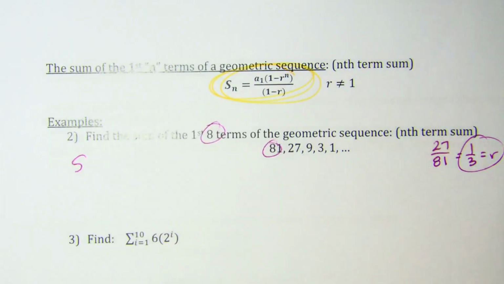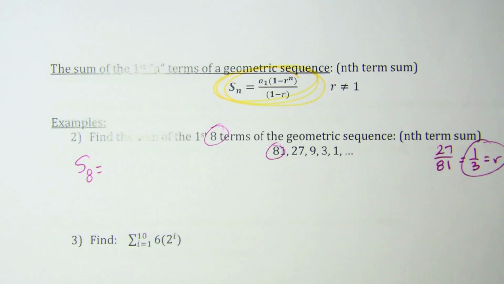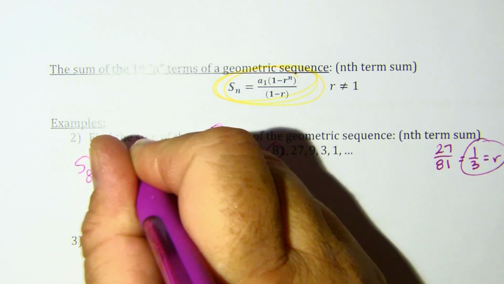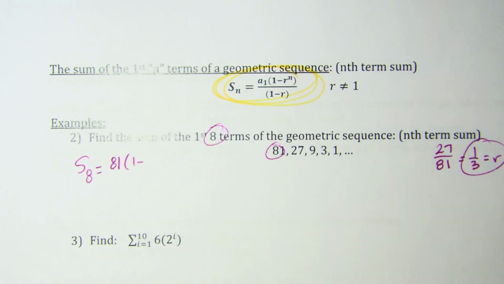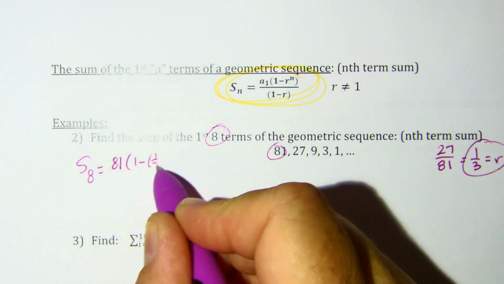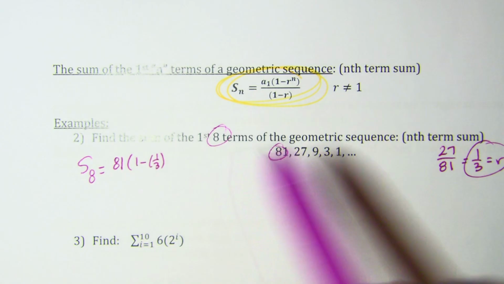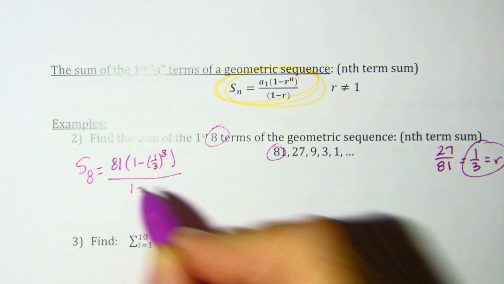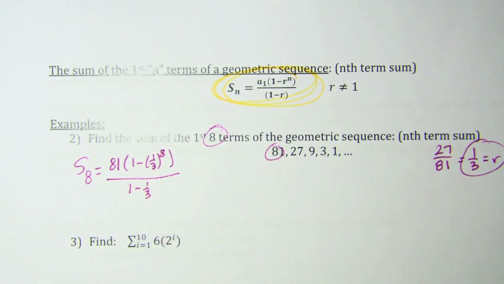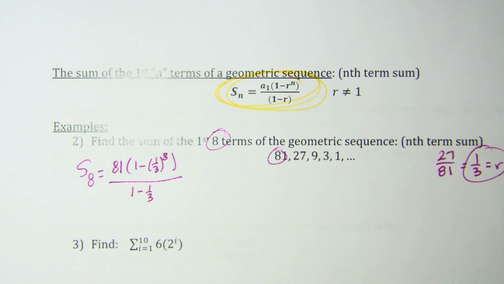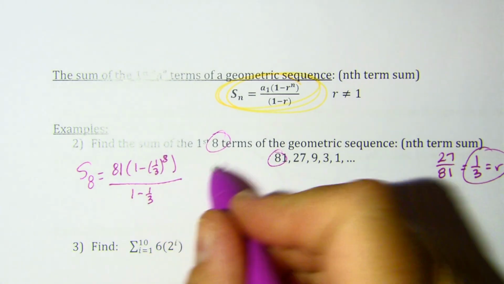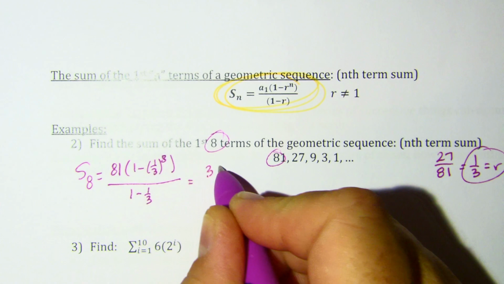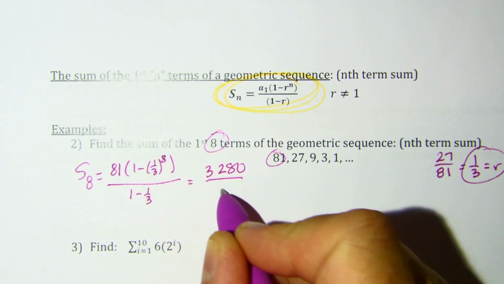So s sub 8, the sum of the first 8 terms, would be 81, the first term, times 1 minus my common ratio, 1/3, to the nth power, which is 8, over 1 minus our common ratio, which is 1/3. Now this is a lot to simplify here, and you can do some of these calculations in your calculator, but when we evaluate this, we're going to end up with 3280 over 27.